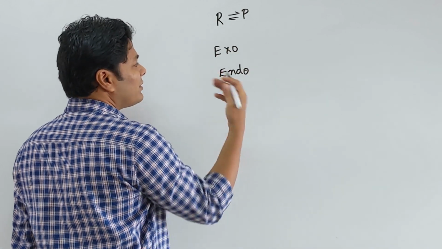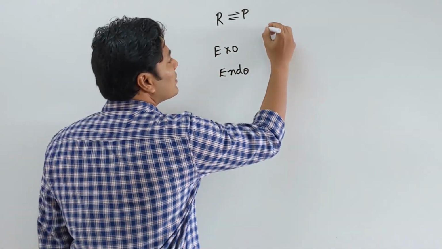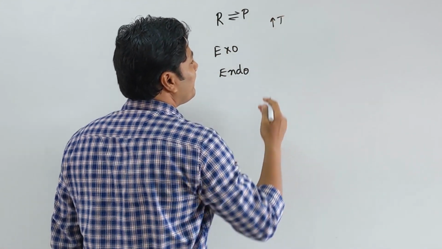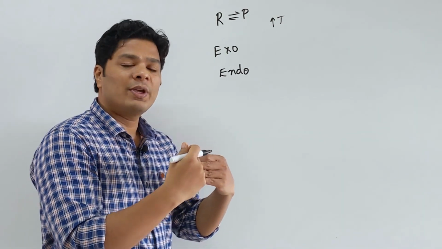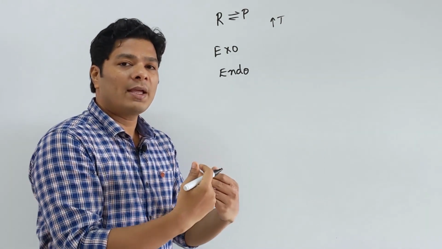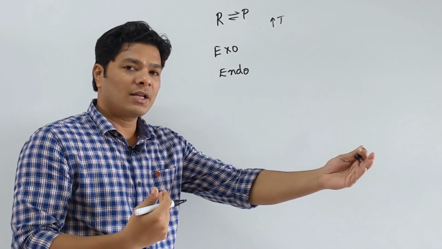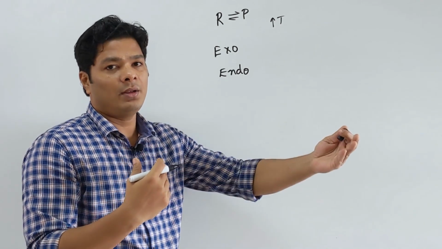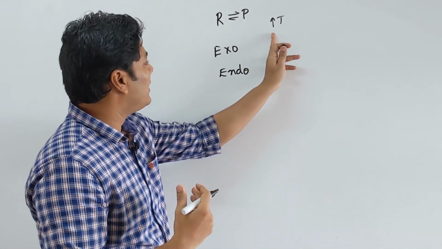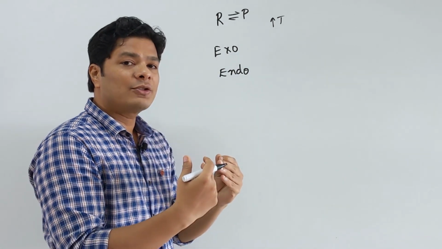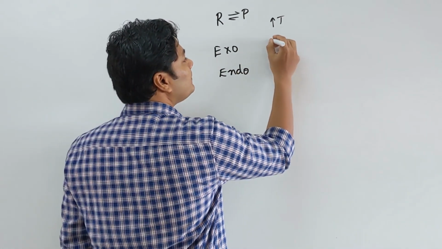If forward is exo, the reverse is endo, or vice versa. So what happens when I increase the temperature? Exothermic reaction loves to give out heat, so they don't like temperature. They want the surroundings to be colder so they can give the heat out. So by increasing the temperature, I am actually making the exothermic reaction go backwards.